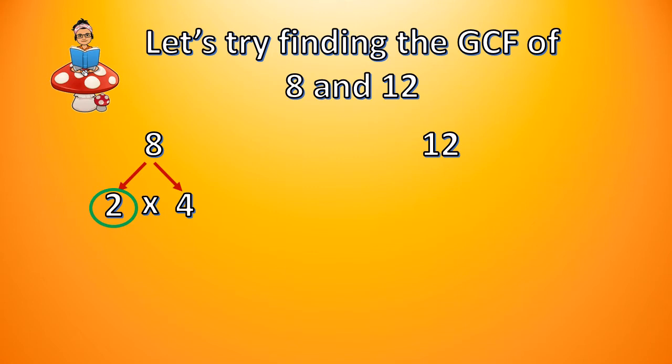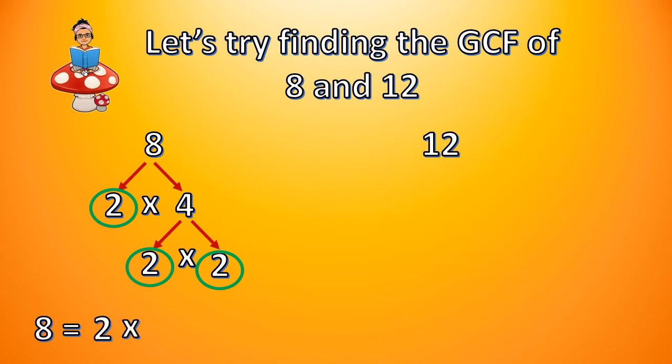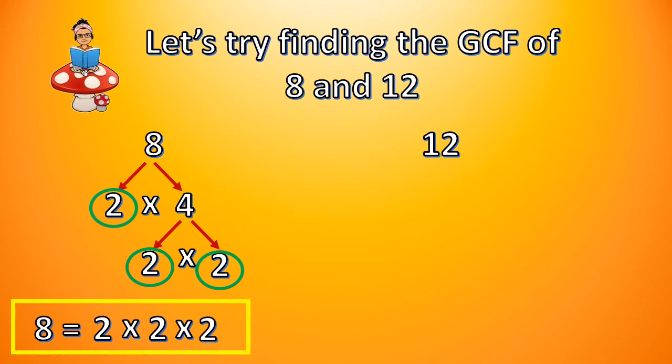Okay, very good. 4 is a composite number, so we still put branches under 4. And think of two numbers that when multiplied, we get 4. Okay, very good. We use 2 times 2. Now, since we know that 2 is a prime number, we stop here. So the prime factors of 8 are 2 times 2 times 2. Did you get that? Okay, very good.